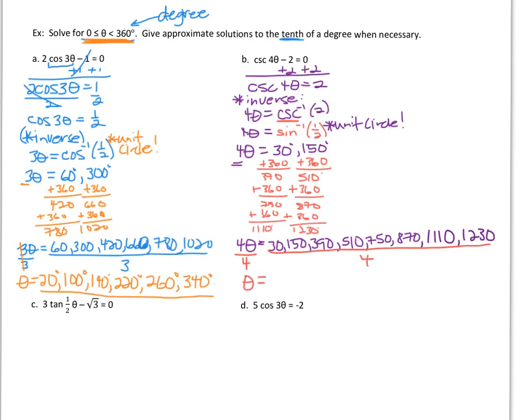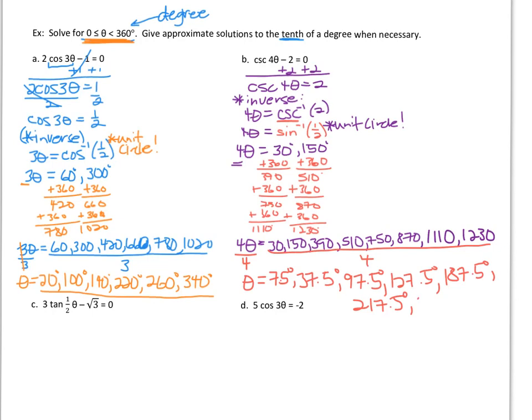If I take from 30 to 1230, all divided by 4, I would get 7.5 degrees. And then we'd get 37.5. 390 divided by 4 would be 97.5. 510 divided by 4, 127.5. 750 divided by 4, 187.5. 870 divided by 4, 217.5. Whew, we're almost there.